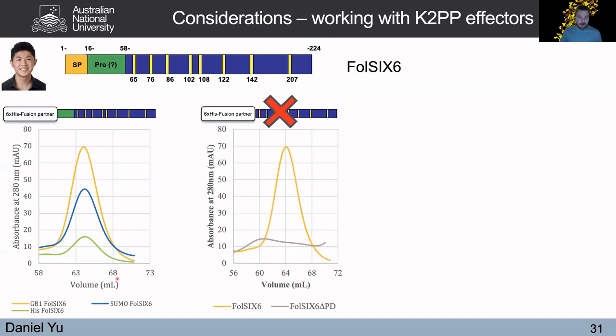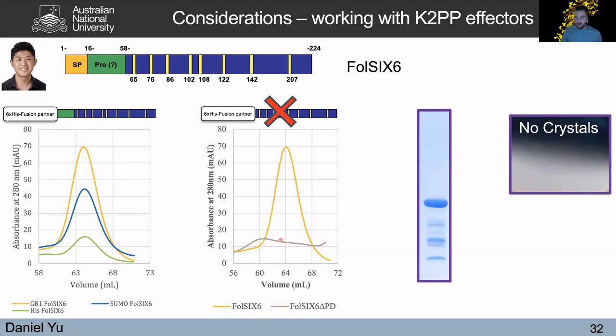We also find that if we take the prodomain off altogether and then just try to make it with a GB fusion, we get no protein whatsoever. So at least in a heterologous system, these prodomains are really important for folding of the effector. This here is essentially just showing that we're basically getting no protein at all when we take off the prodomain.